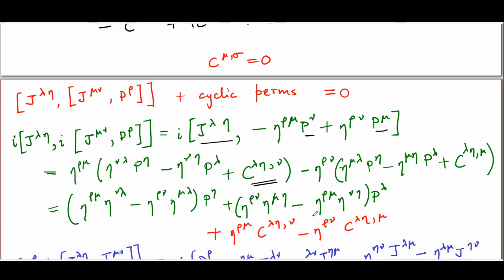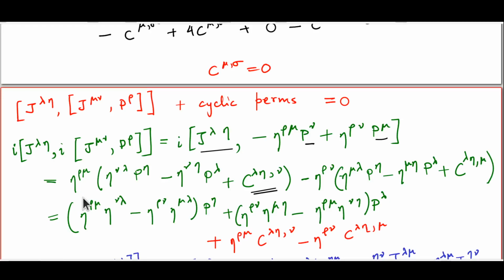After that, we can collect the terms together. The p eta terms collected together give you this. The p lambda terms collected together give you this one. We are really not that interested in these terms. They may look more complicated, but ultimately we know that the Jacobi identity obeyed by the algebra without the central charges automatically ensures that terms of this kind, which would have been there even in the absence of central charges, must vanish. The presence of the central charge gives you these 2 new terms, eta rho mu c lambda eta comma nu minus eta rho nu c lambda eta comma mu. These are the terms that we have to pay more attention to.